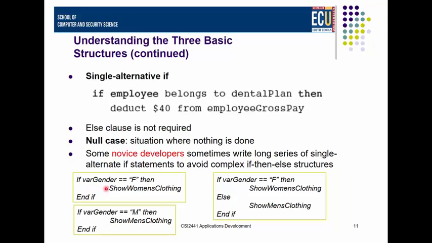If variable gender value is f, do this. If it is m, do this. Instead of doing it in this fashion. In this case, it's a simple example, but it could be complex. So which approach is better? Definitely this is better. But why is this approach better?